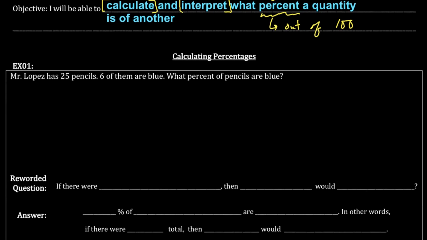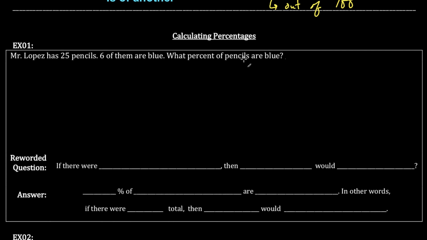So in this first example, it says Mr. Lopez has 25 pencils. 6 of them are blue. What percent of pencils are blue? Before we can answer this question, we really have to understand the question itself, right? So I'm going to reword this question. What percent of pencils are blue?